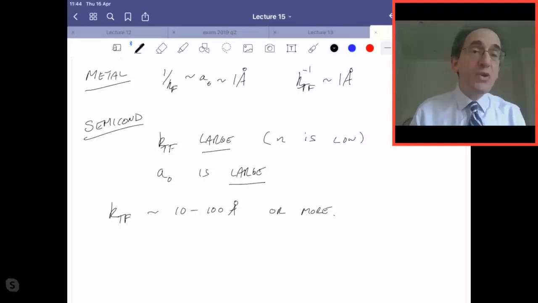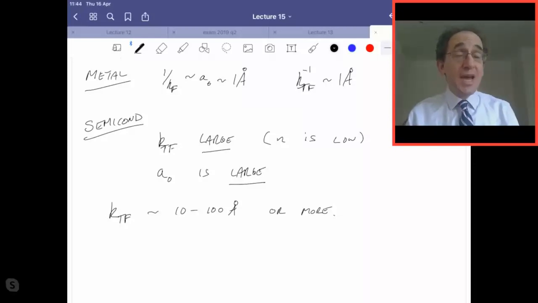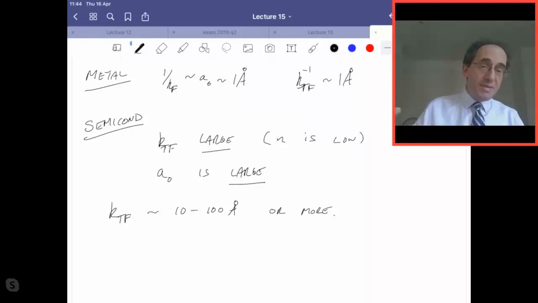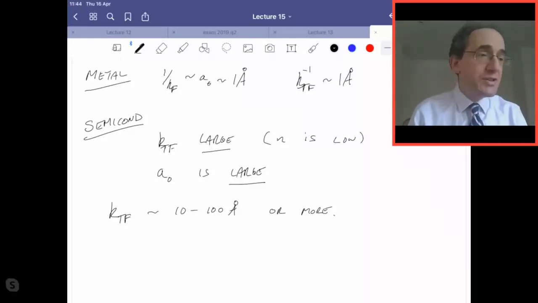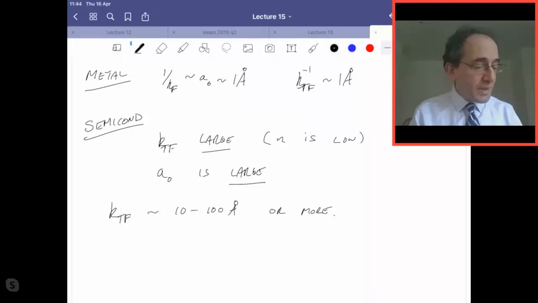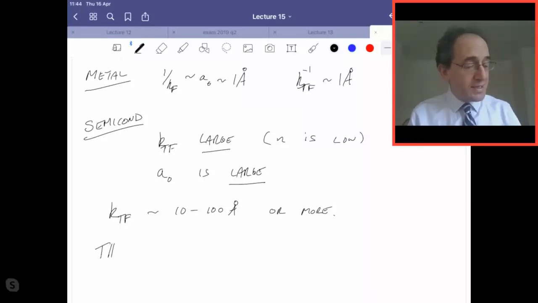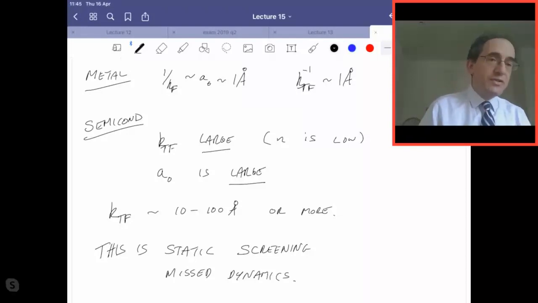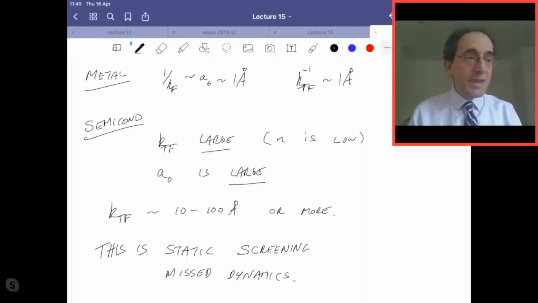it treats the screening as instantaneous. There's no time dependence to this screening at all. And often, particularly if you're thinking about time-dependent response of a system, the time delay between the time you put the charge in and the time that the electrons flow in or out of that region to screen it is actually very, very important. If you're thinking about the dynamical response of a system, you've missed it completely. There's no time dependence in Thomas-Fermi screening whatsoever. So this is static screening, and we missed dynamics. The amount of time it takes for electrons to come in or go out in order to screen a probe charge is completely missed in this calculation.